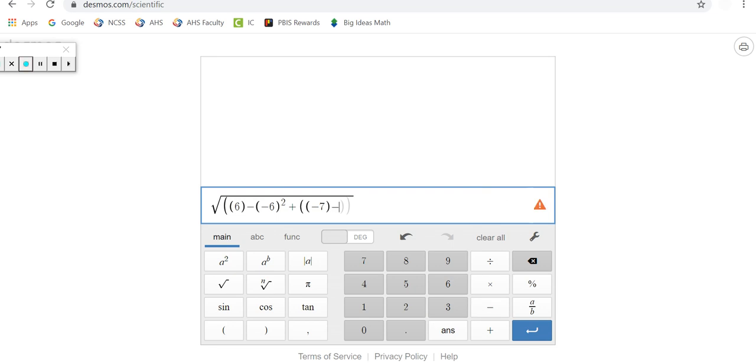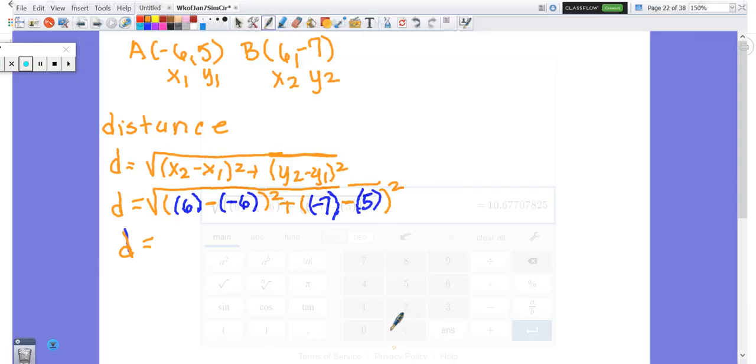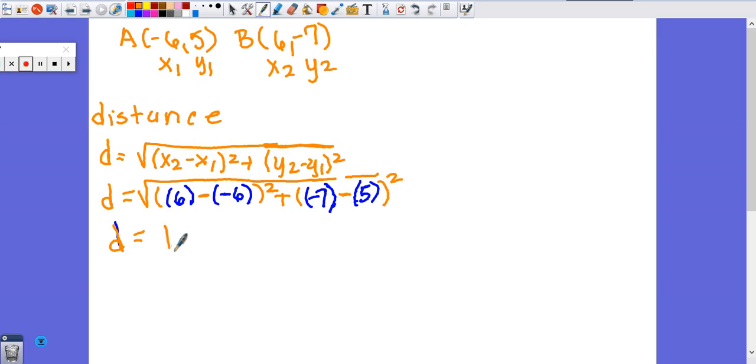Minus, what was this, 5. See how it moves around? Just make sure it's in the right spot. And then close the parentheses, and then we're going to square that. And we get the answer to be 10.677, so we'll get 10.68. So here is 10.68, and then it gives us any units, so we're going to say units. And remember, distance is always a linear unit too.